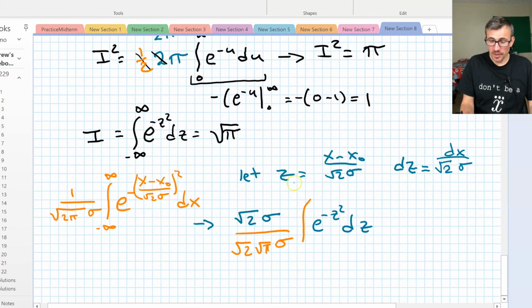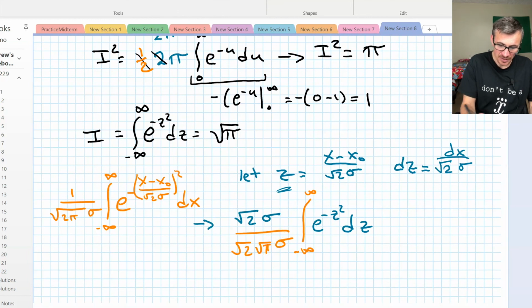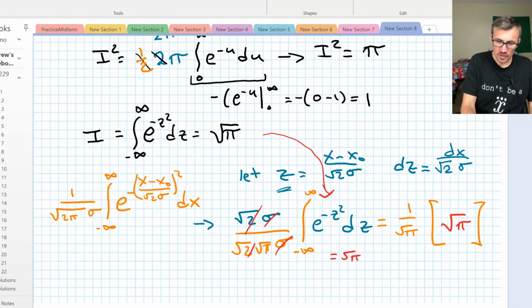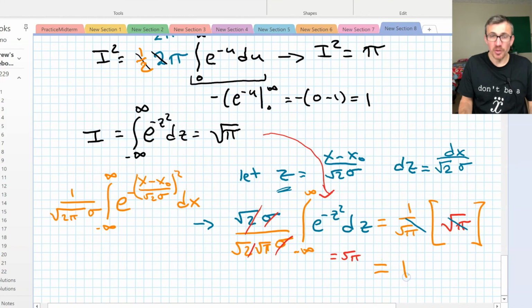Now, we have to be careful here. If x goes to infinity, okay, good, z goes to infinity. If x goes to minus infinity, z still goes to infinity. So our bounds of integration are still from minus infinity to infinity. And look at this. We already know how to do this one. So first of all, these sigmas and root 2's will cancel. And this is 1 over the square root of pi times this integral, which we just found out from above, is equal to the square root of pi. So we got a cancellation, and this integral is 1, okay?